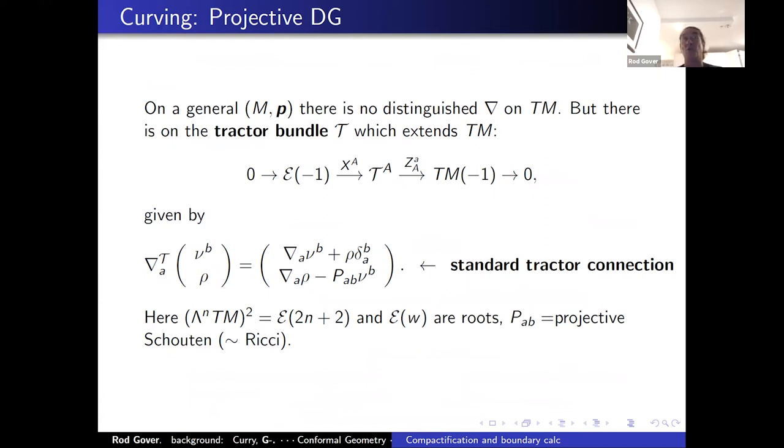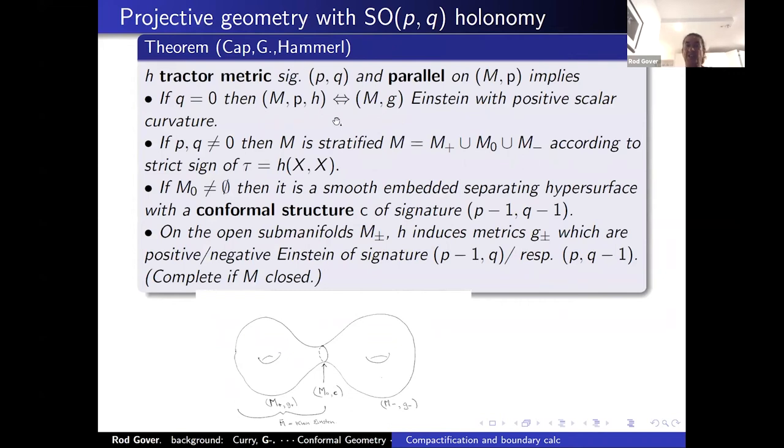But you could say, what if we had one? Right, I'm going to have this projective tractor bundle, but I will suppose that the projective tractor bundle is equipped with, say, a metric, so a symmetric, non-degenerate bilinear form, that is parallel for the tractor connection. Okay, suppose that would happen. So that's what we're talking about here. So this is then a holonomy reduction that's coming from one of these parallel tractors. As I said, in general, this leads to some sort of stratification. So what happens in this case? Well, if you introduce a tractor metric of signature P and parallel, then, if this has no signature, then you just get an Einstein manifold with positive scalar curvature. That's what it means.